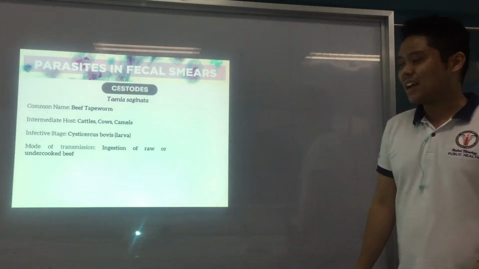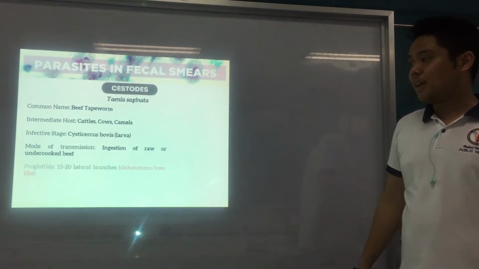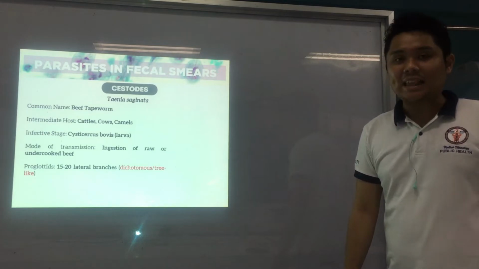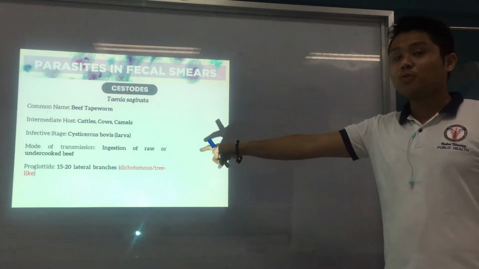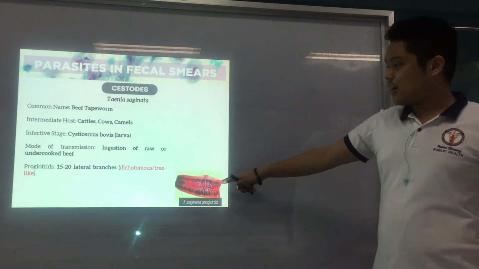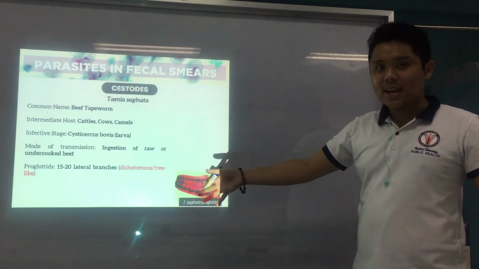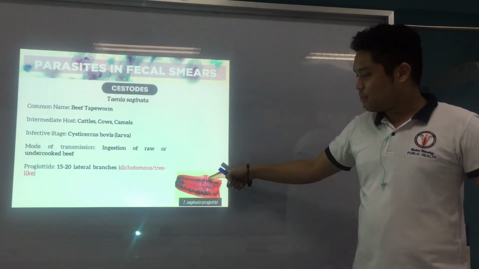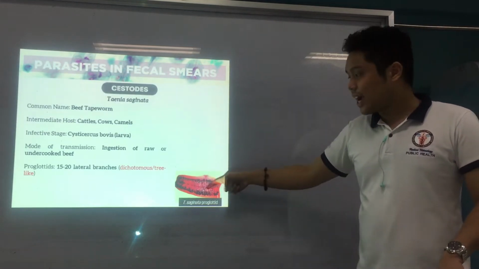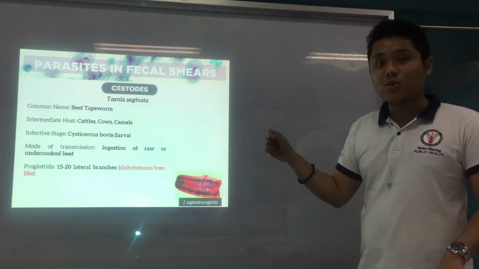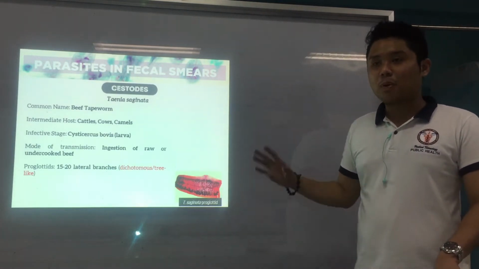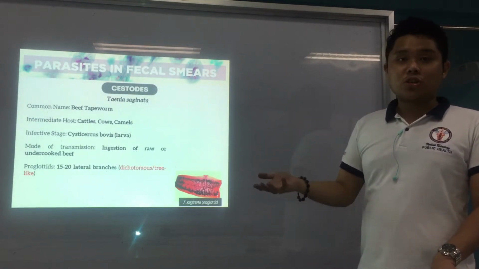Anyway, again, ingestion of raw or undercooked beef. Your proglottid, the segment, contains 15 to 20 lateral branches and is described as dichotomous or resembling a tree. So this is the inside of the proglottid of the Taenia saginata. And this black one is the India ink. So you inject India ink inside the proglottid so that you can see the different lateral branches. That's part of the structure of the proglottid.